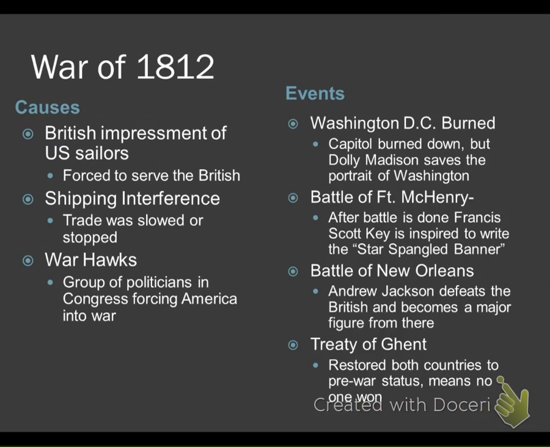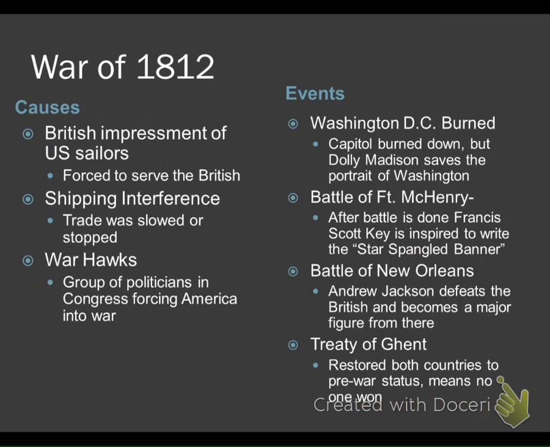And one of the main reasons the war started is because Congress has to approve any war. Well, in Congress, we had this group called the War Hawks. And this was a group of politicians in Congress that wanted to force America into war. So they persuaded many people in Congress to go to war with Britain. And then eventually, the act passed to go to war.